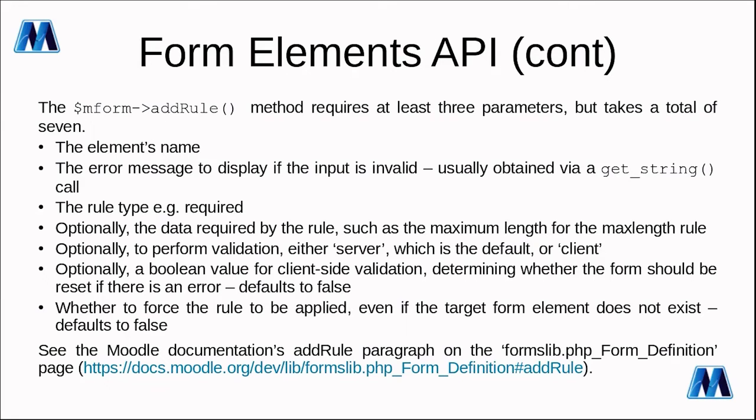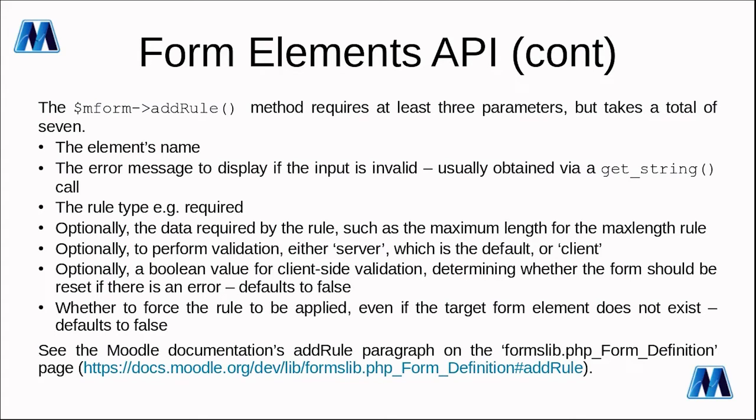Continuing with the add rule, the method requires at least 3 parameters, but takes a total of 7. So you've got the element's name, the element that the rule is being applied to, the error message if the input is invalid, usually got with a get string call, and the rule type, like we've just mentioned on the previous screen, like required, max length, etc. Optionally, the data required by the rule, so like the maximum length for the max length rule. Optionally, whether to perform the validation on the server or on the client, which is the default.